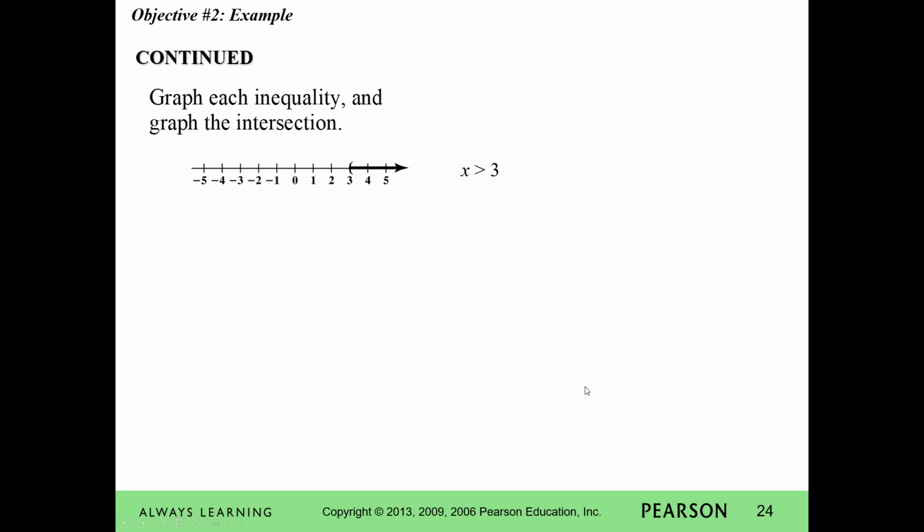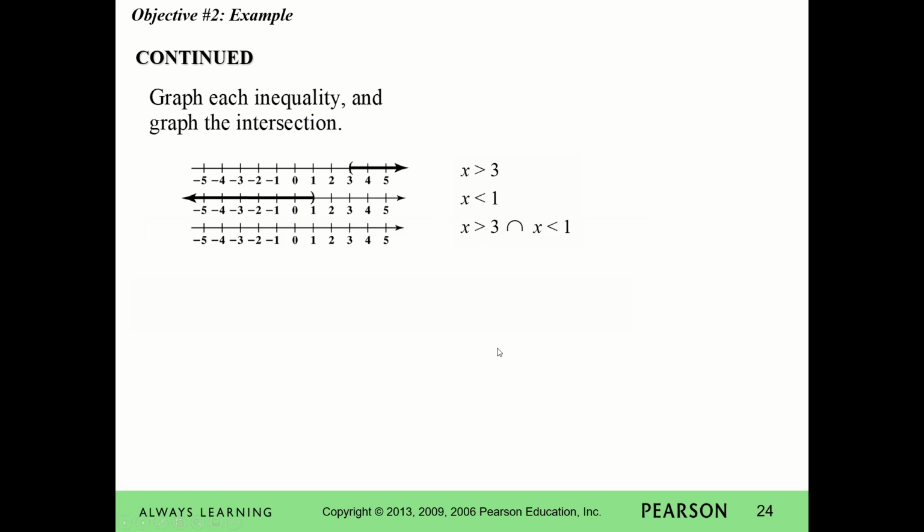So let's graph each of them. We're graphing x is greater than 3, and x is less than 1. And now because this is an and problem, and we're looking at the intersection, we have to ask, what do these two have in common? Well, nothing.